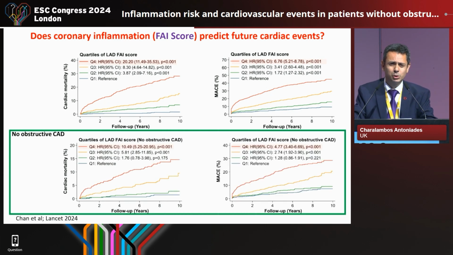If you focus now specifically on those individuals that we reassure in our clinics, those with no obstructive CAD, some of them with some plaque, some of them without plaque, then you see a very similar result. Hazard ratio of 10 if you're above the 73rd centile for cardiac mortality and 4.7 for MACE.